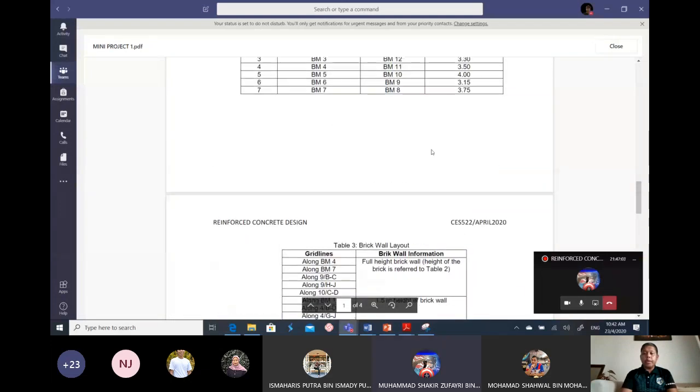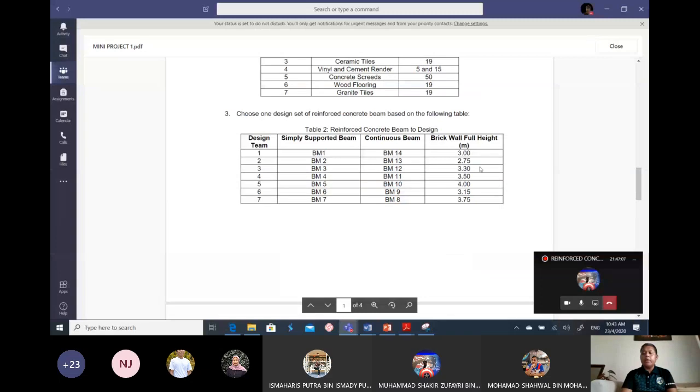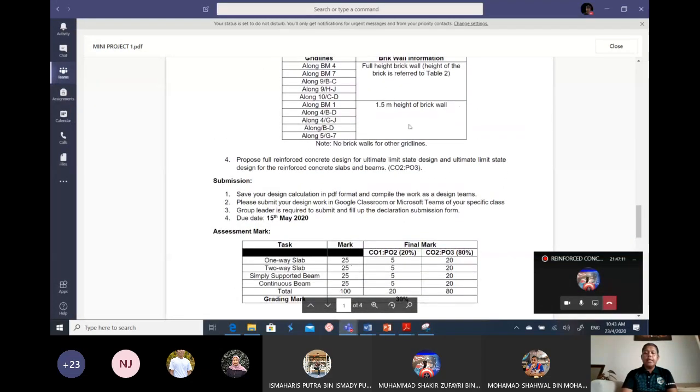Refer to table 2 here. The height of the brick wall is full height, 3 meters. The others are only 1.5 meter height of brick wall. And then propose a full reinforced concrete design for ultimate limit state and serviceability limit state here.